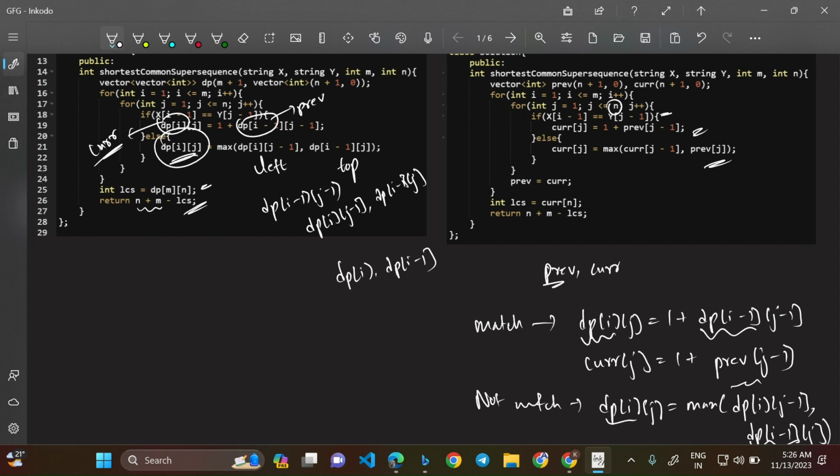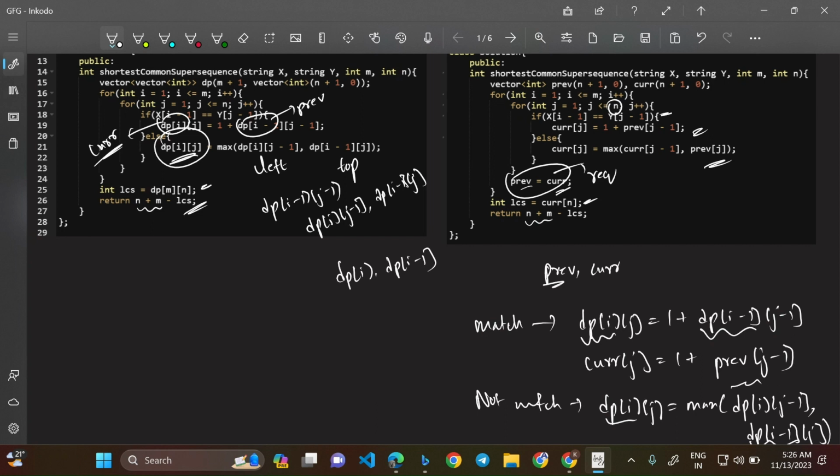And after every iteration, set your previous vector equal to the current vector, because for your next iteration, or your next evaluation, your current will be the previous, isn't it? Once you go to the next step, your current would be the previous for that particular next current tabulation. That is the reason this updation is required. And finally, once you're done with all the computations, LCS is basically nothing but current of n, isn't it? Current of n or previous of n, both of them work because you're equating previous to current. And finally you'll be subtracting that from the sum of the lengths of x and y. All right, I hope you people understood.